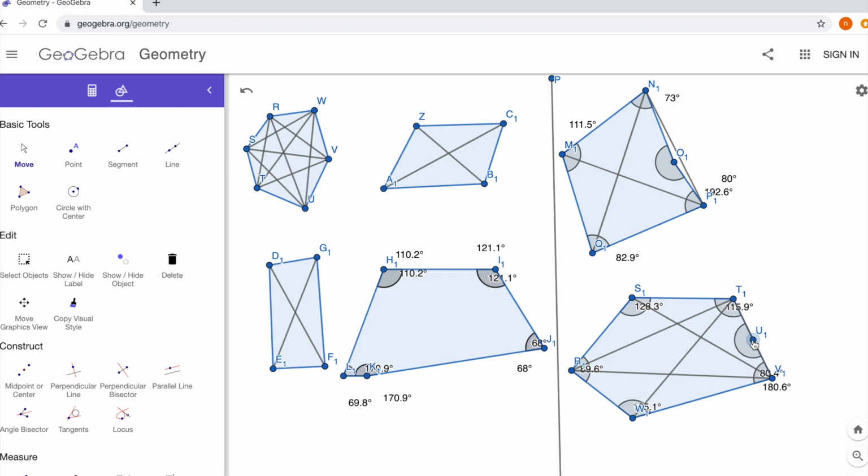In a convex polygon, all diagonals lie inside the figure, but in a concave polygon at least one of the diagonals lies exterior to the polygon. And in a convex polygon, all angles are less than 180 degrees. But what do we see in a concave polygon? At least one of the angles is a reflex angle.